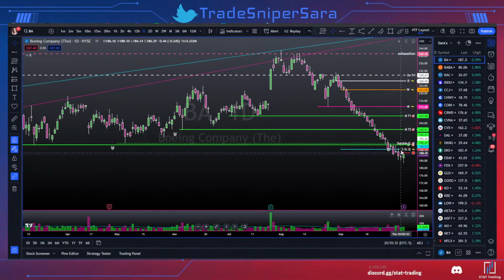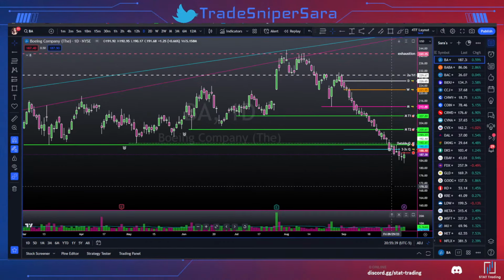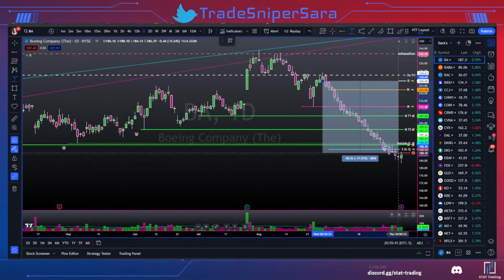And I was telling people if they're still in, they just keep walking your stops down the tops of these candles because we hadn't reversed yet. And that was a huge move. So it was really nice.